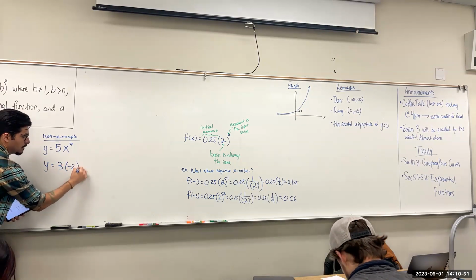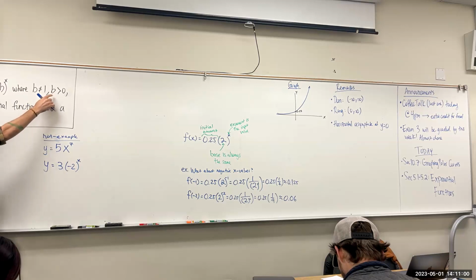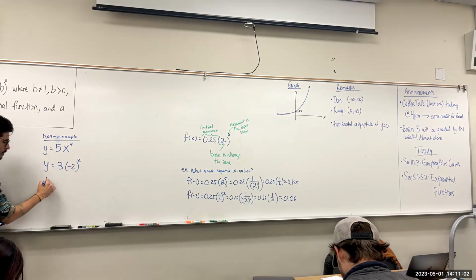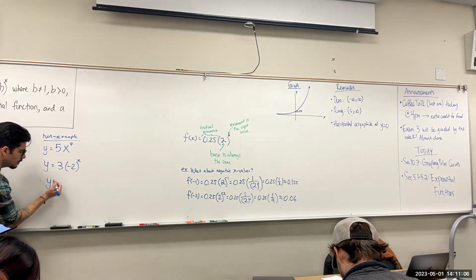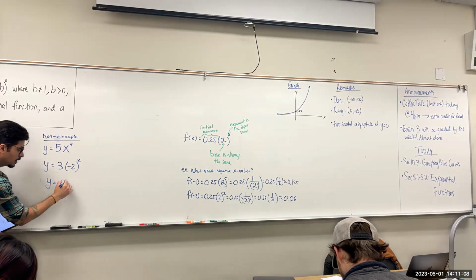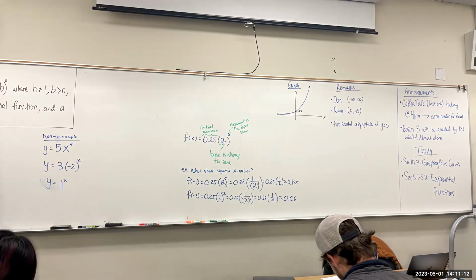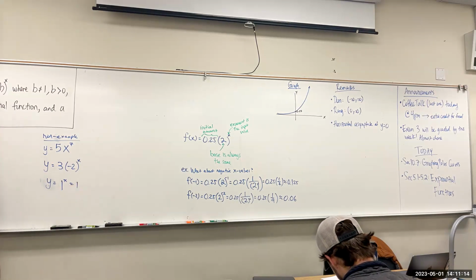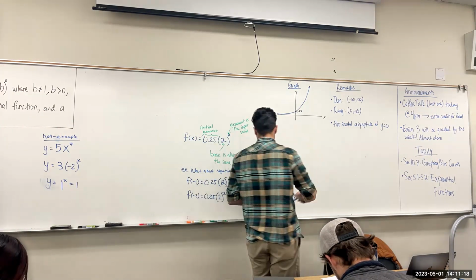Negative 3 times negative 2 to the x. Why is that one not an exponential function? Because the base is negative, right? It has to be positive. And then 1 to the x. That one's always just going to be 1. It's just a constant line, y equals 1.